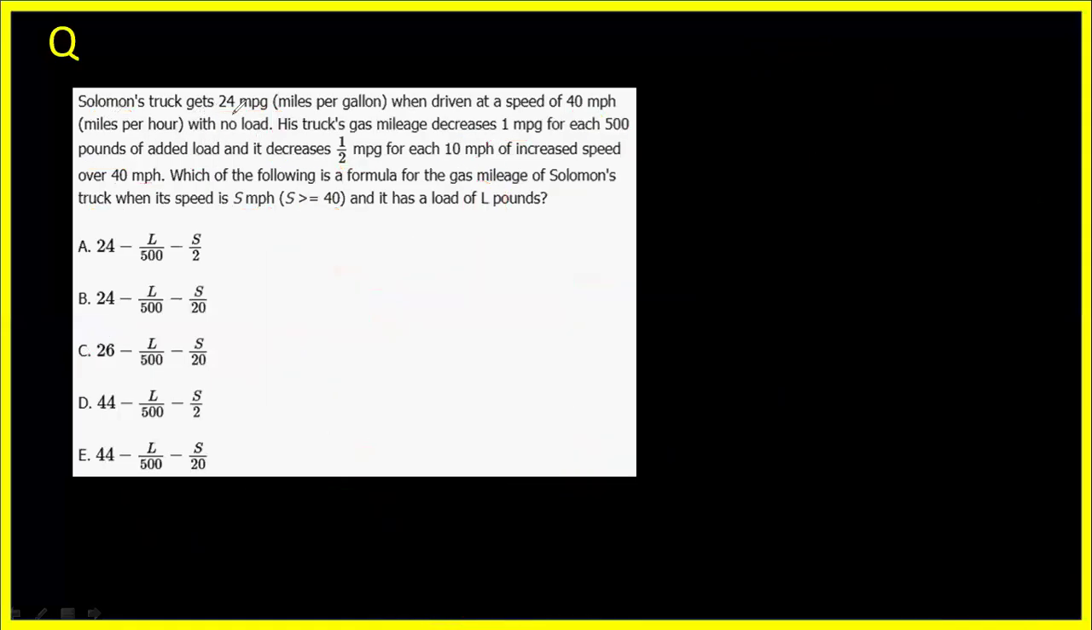Salomon's truck gets 24 miles per gallon when driven at a speed of 40 miles per hour with no load. When there is no load, the speed is 40 miles per hour and the mileage comes out to be 24 miles per gallon. His truck's gas mileage decreases by 1 mile per gallon for each 500 pounds of added load, and it decreases by 1/2 mile per gallon for each 10 miles per hour of increased speed over 40 miles per hour.